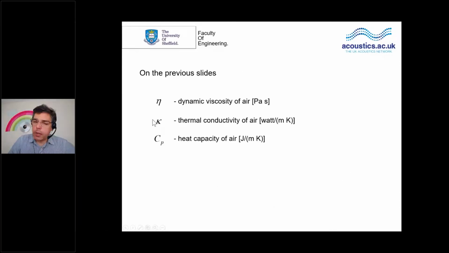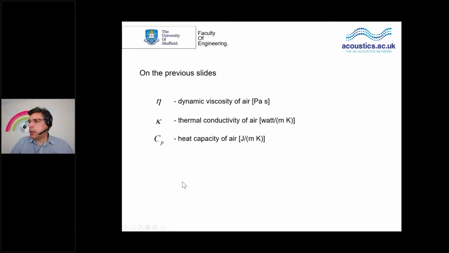Okay. By the way, in those slides which I showed you, I've got a few variables, parameters. Eta is the dynamic viscosity of air in pascals times second. Kappa is the thermal conductivity of air, and Cp is the heat capacity of air.